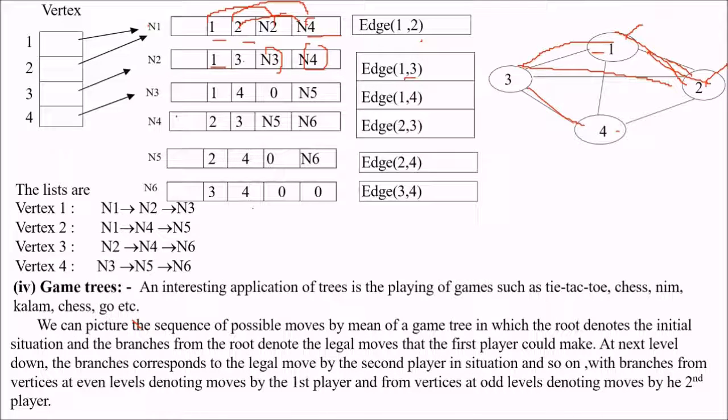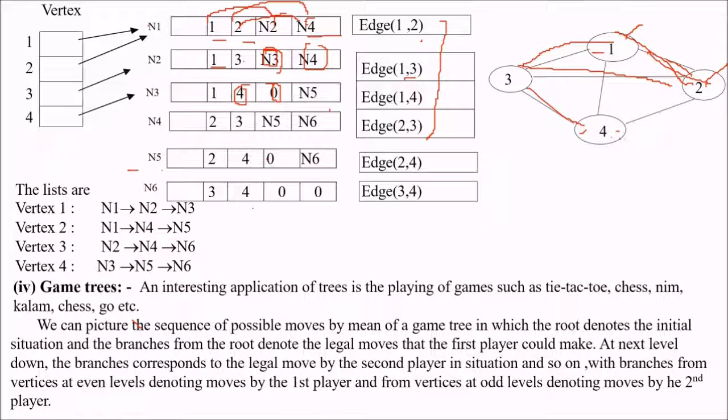See, 1 to 4. 1 is with 3, but this is already done. So we'll write 0 here. With 4, we go to N5. Why? Because it is 2 to 4. And this fourth one says this is the V2, and this says N5. What does it mean? It means that we have N5, that is 2 to 4, which is not covered here. So this is pointing to N5, which is this one, 2 to 4.